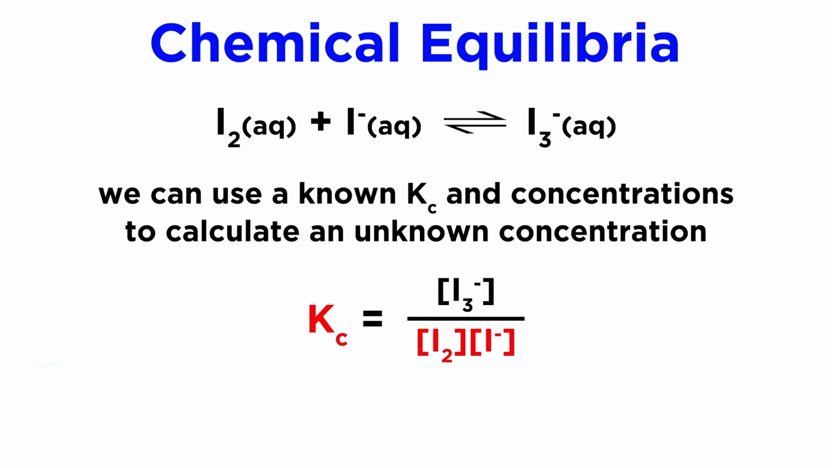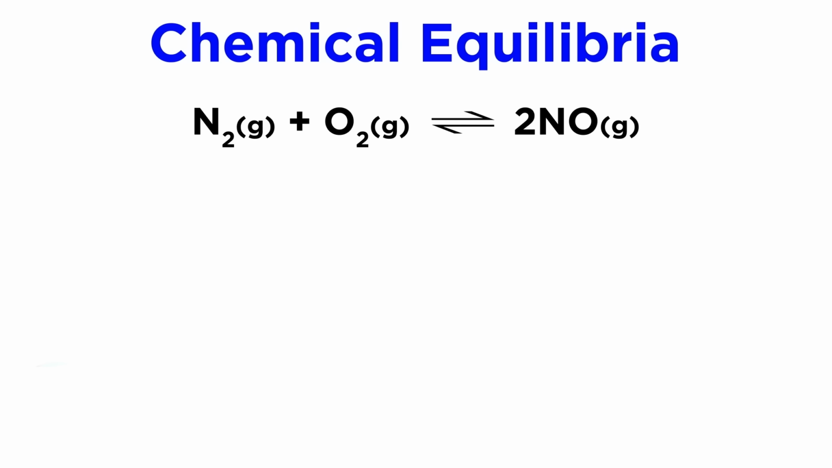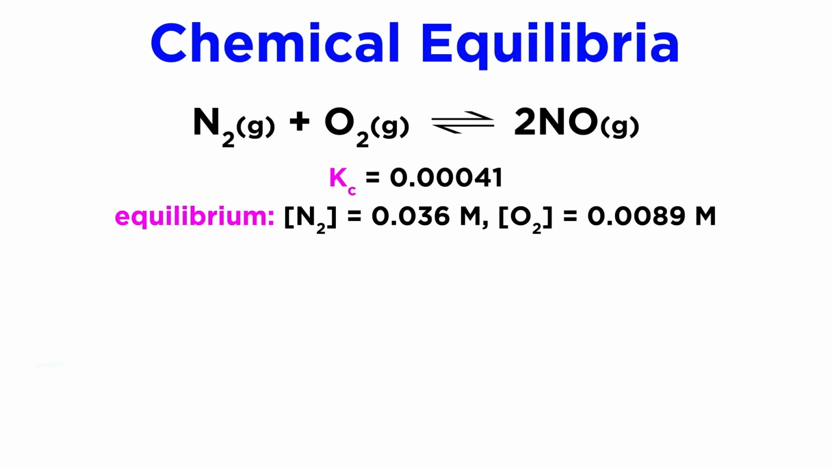To do this, we can take the K value and other known concentrations and plug them into this expression. Take, for example, the following equilibrium. Let's say we know the following value for K, and we also know the equilibrium concentrations of nitrogen and oxygen. What will be the equilibrium concentration of NO?